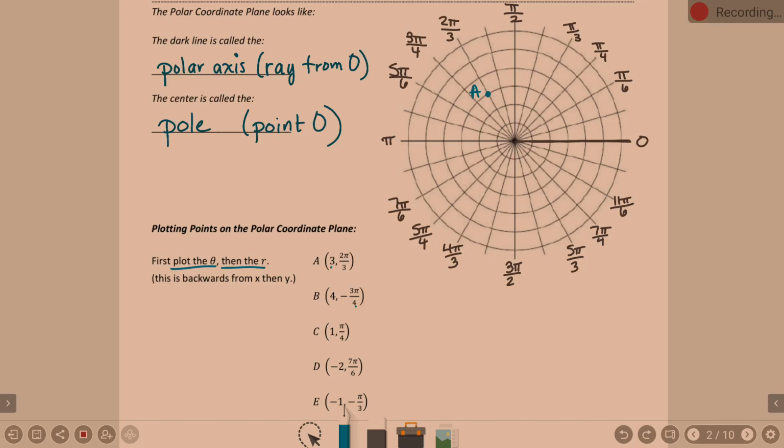Because remember, a positive angle goes counterclockwise. A negative angle goes backwards. It goes clockwise. And so you are going to 5 pi over 4. So the idea is that negative 3 pi over 4 is the same angle as 5 pi over 4. So now I'm on the 5 pi over 4 line, and my r value is 4. So we count out 4. And that's my B point.